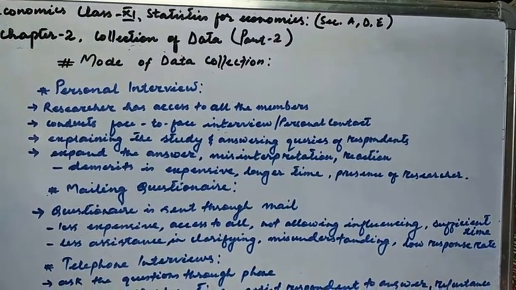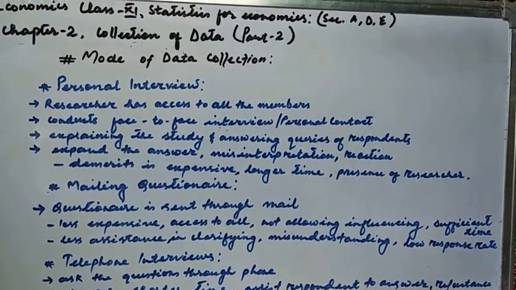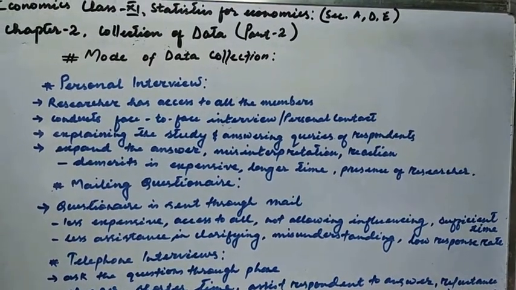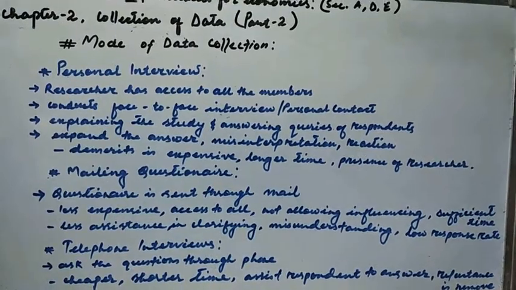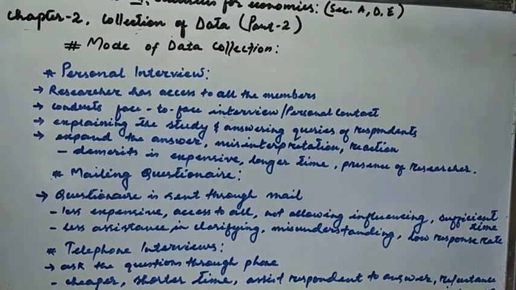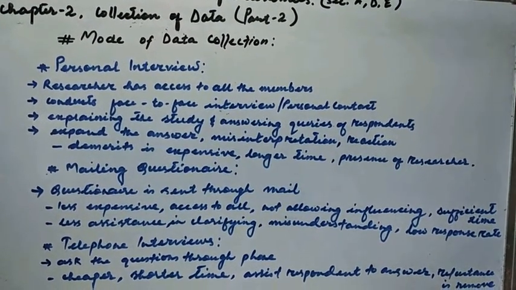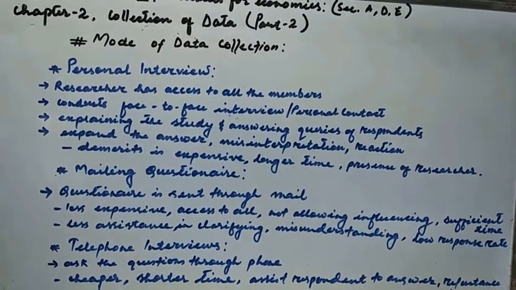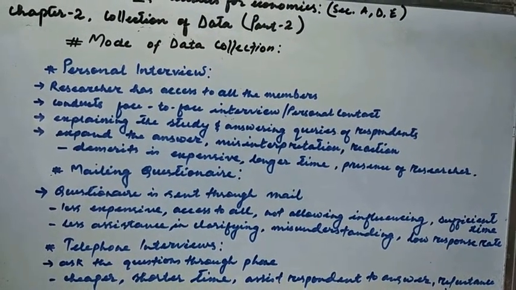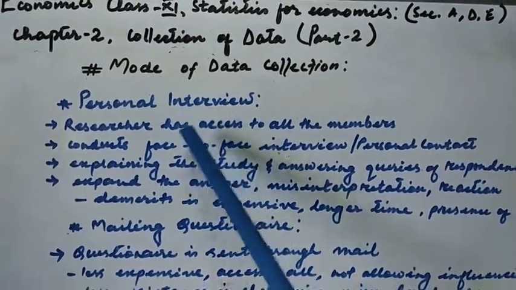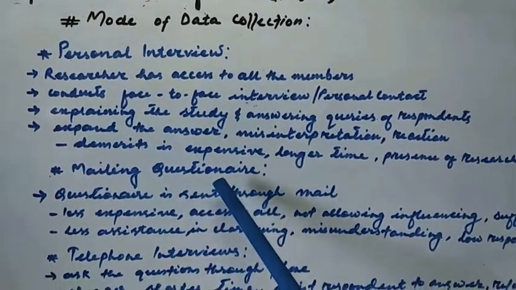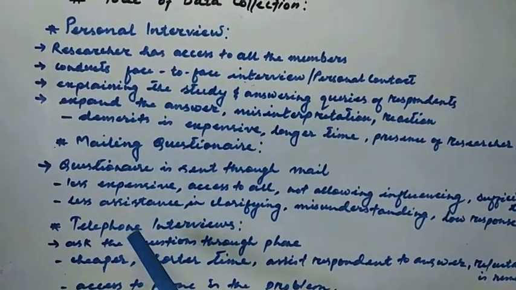Okay, today we will talk about the mode of data collection. What are the various methods in which we collect data from the people, and how do we collect data when we do a survey? Basically there are three main modes of data collection: one is personal interview, second is mailing questionnaire, and the last one is telephone interviews.